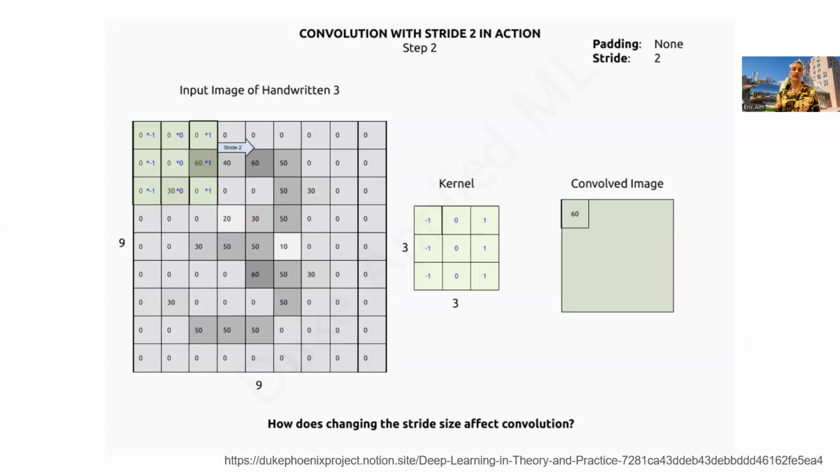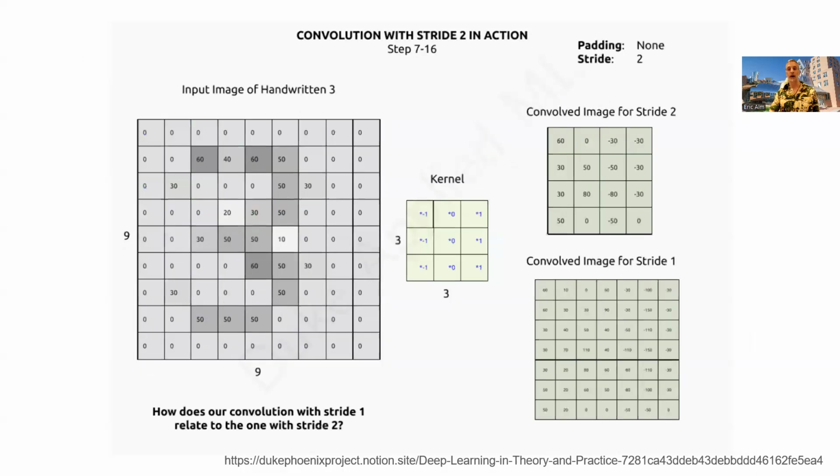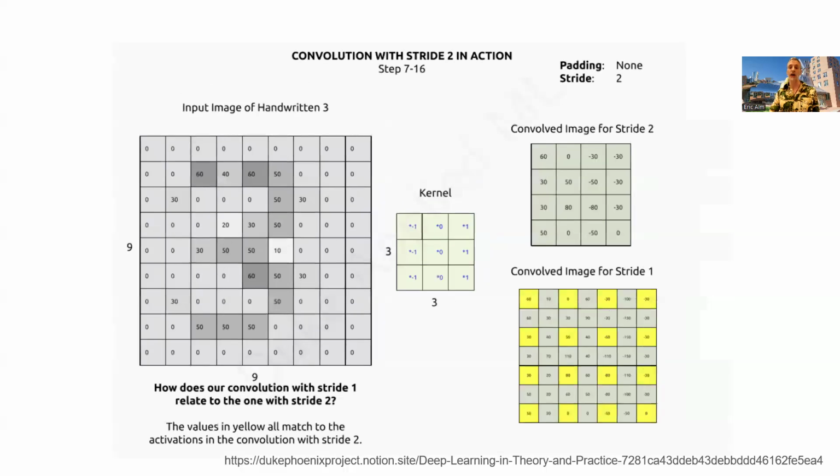So you could imagine doing the same thing, but instead of stepping through every square of my handwritten 3, I can take 2 steps because my kernel is length 3 and it's still going to see all the data, right? So I can do that, and then I get a convolved image for the same handwritten 3, but with stride 2, and it's much smaller than my convolved image for stride 1. However, if you look at the highlighted areas, it's identical to stride 1, right? We're just taking a subset of all of the values in that matrix.